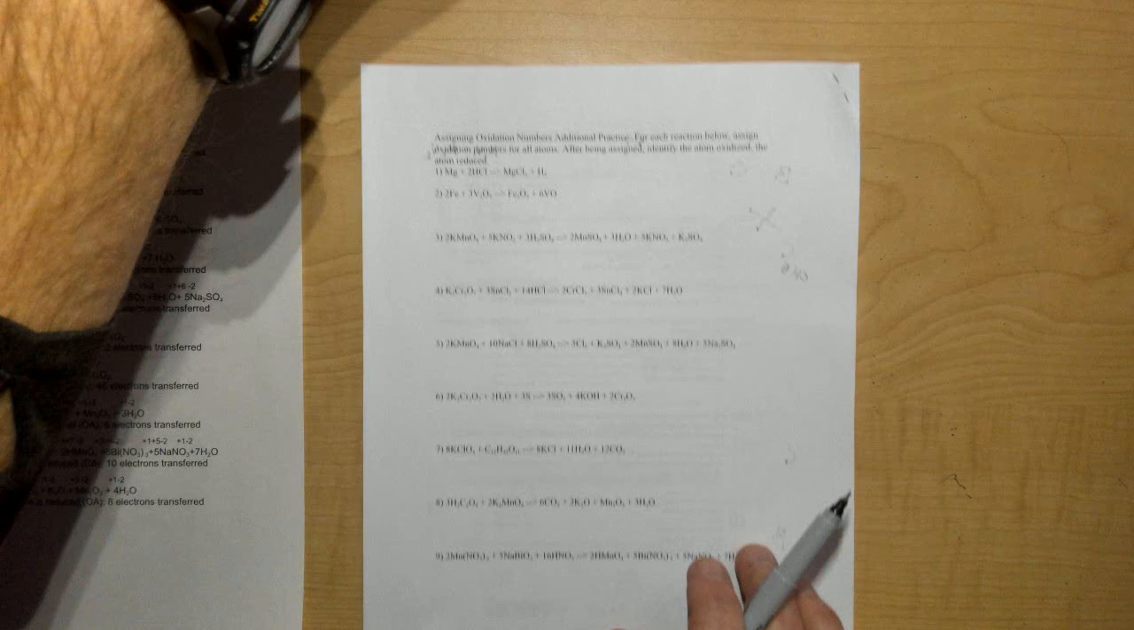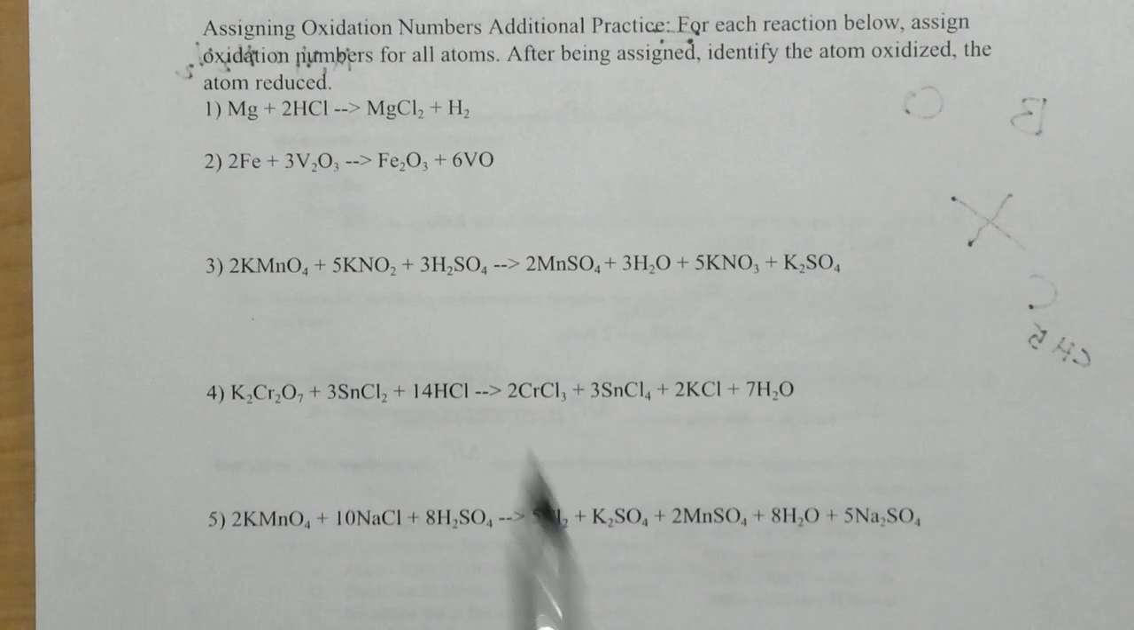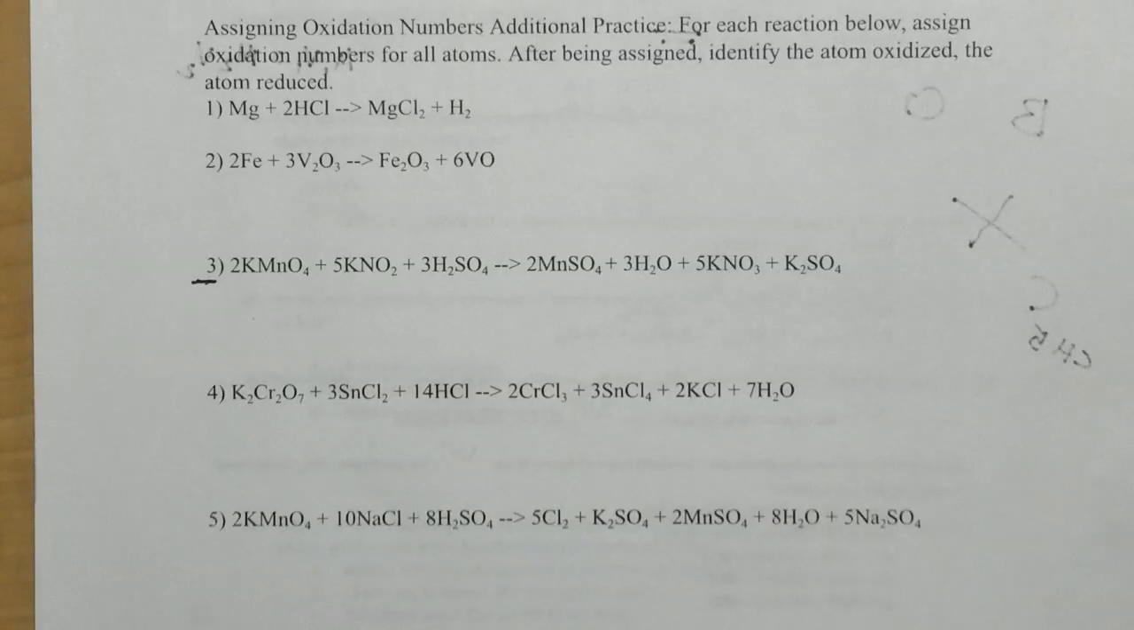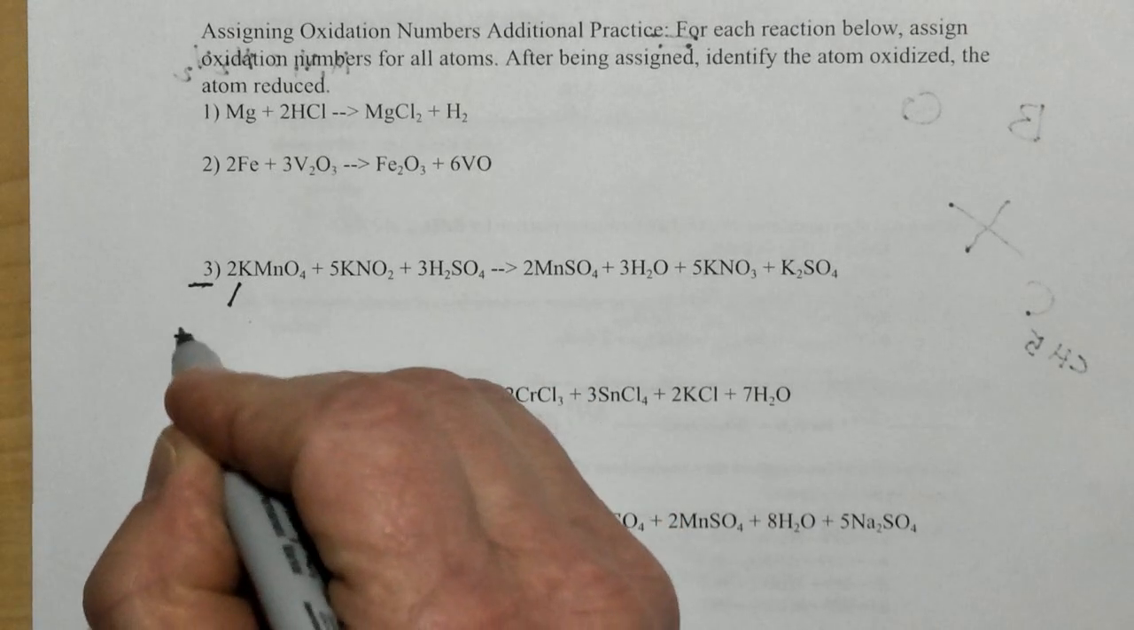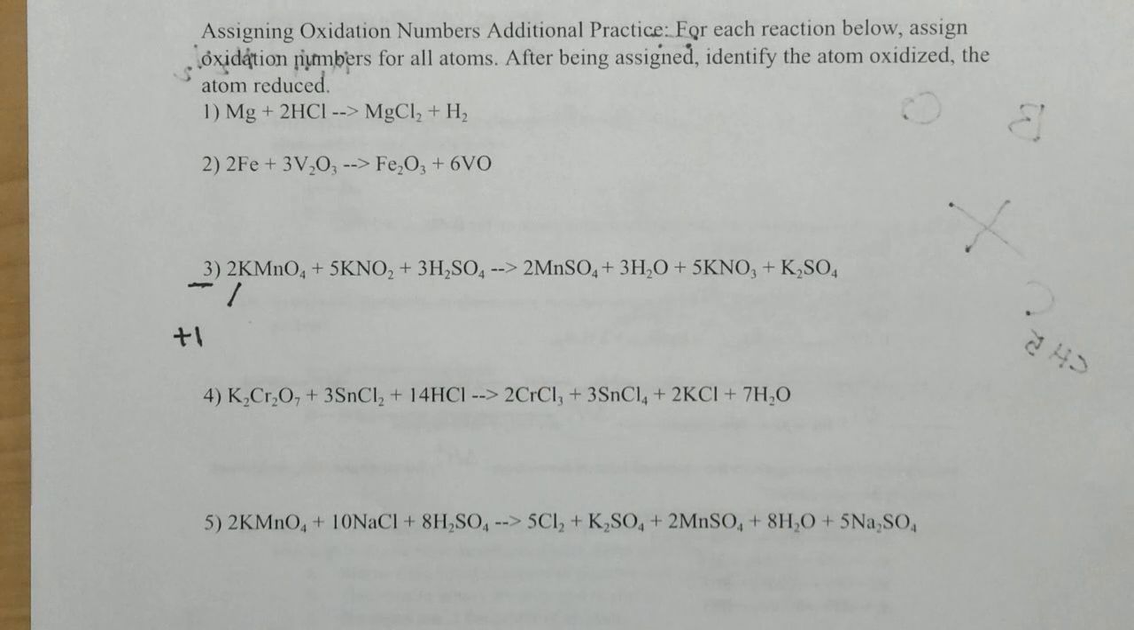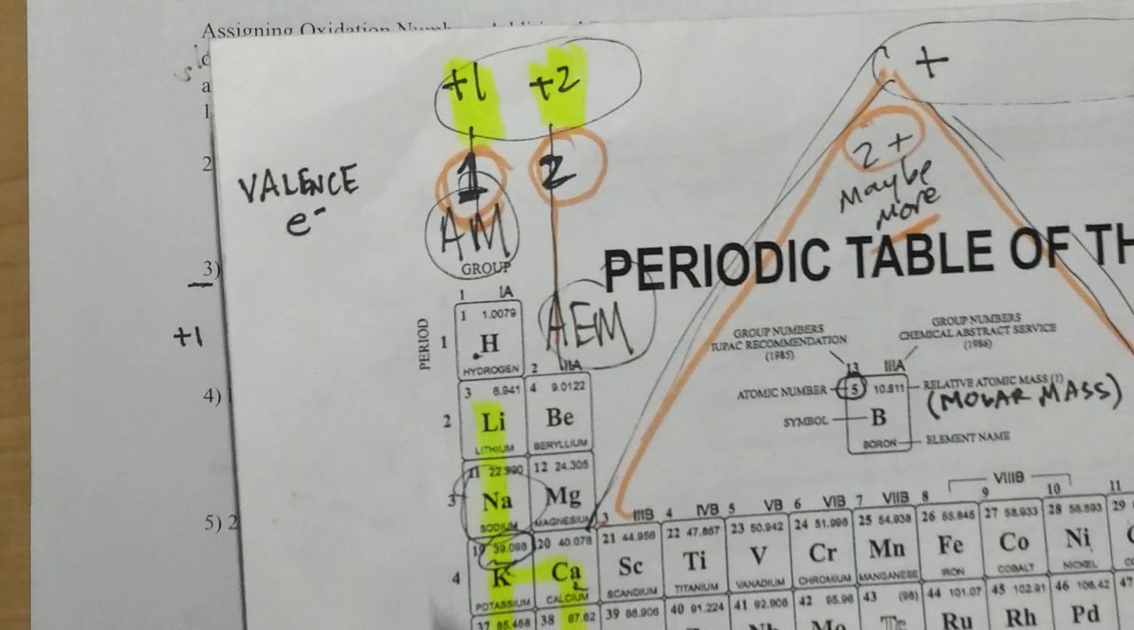So zooming in, let's start with number 3, and let's go through the steps to assign oxidation numbers. First of all, potassium is going to be +1 because it's in group 1 on the periodic table right here. Anything in group 1 is always +1.